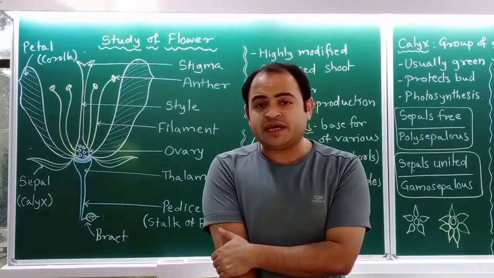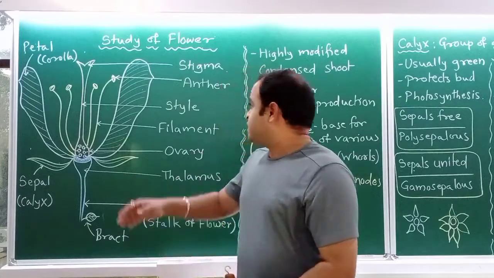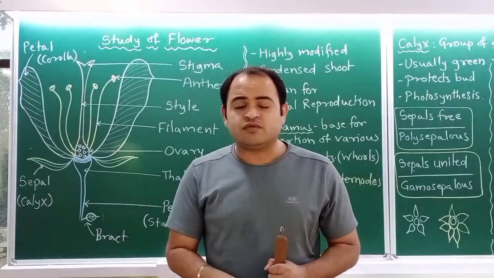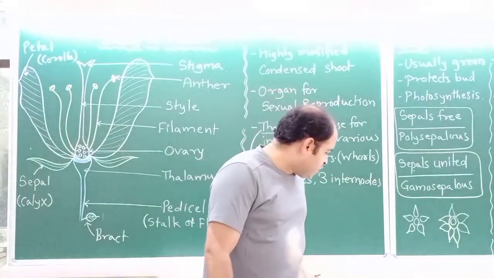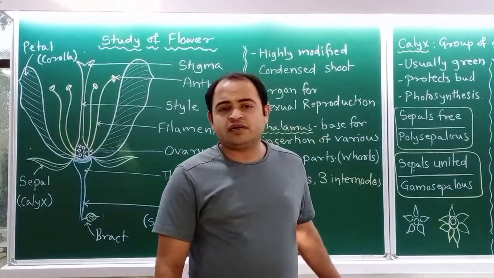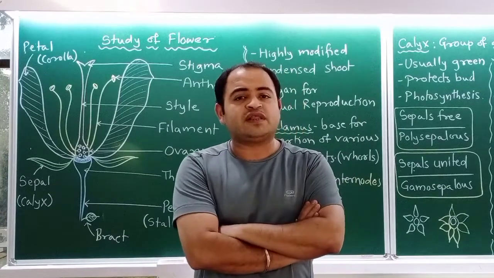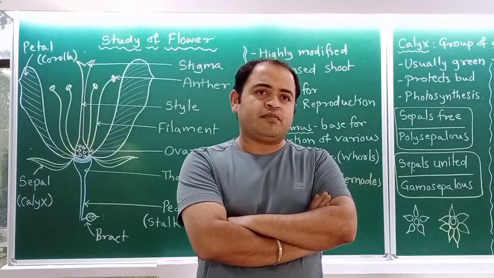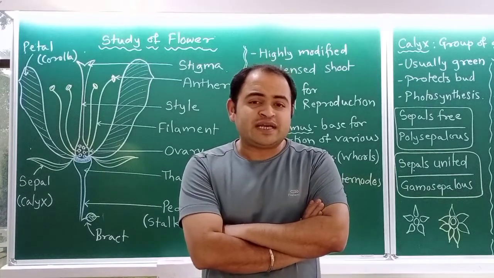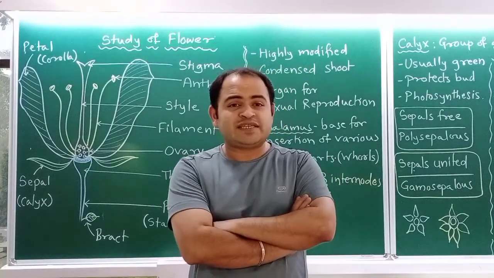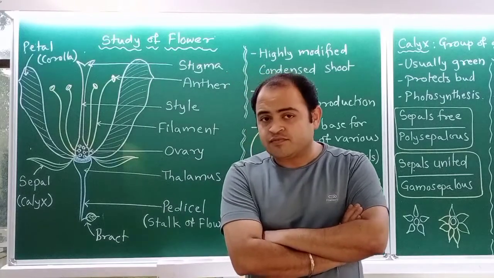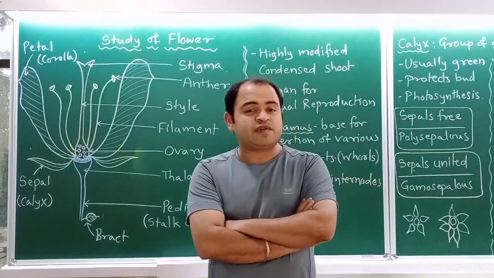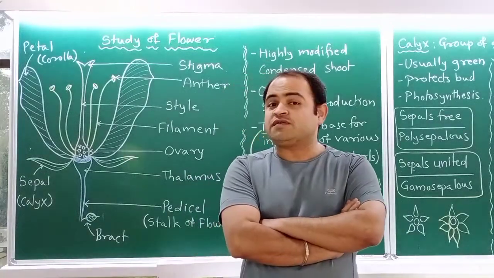Let me tell you in the beginning itself, this particular flower is nothing but a modified shoot. What do you mean by shoot? Initially, when we consider the examples of algae, we can say flowers were not present. In case of bryophytes, flowers were not present. In case of pteridophytes, even then flowers were absent.